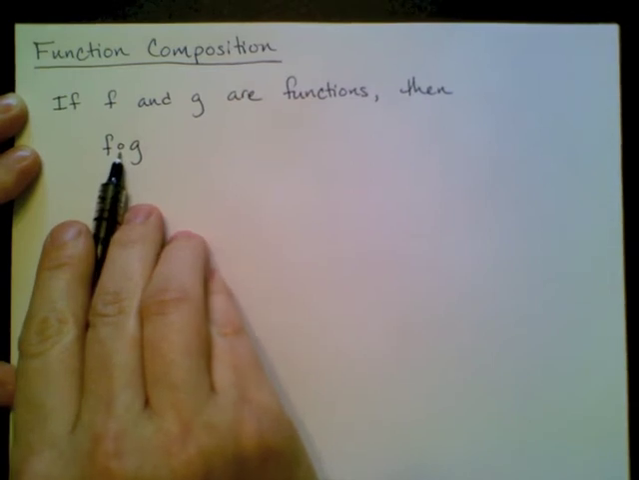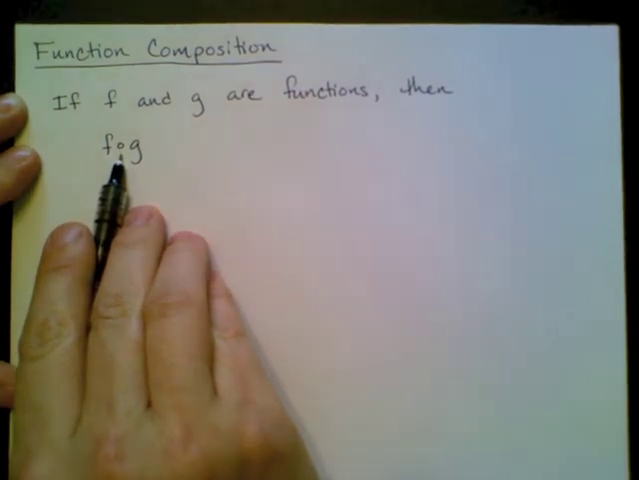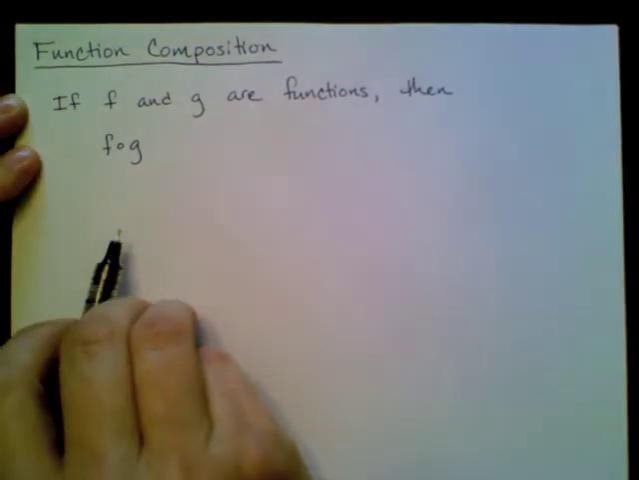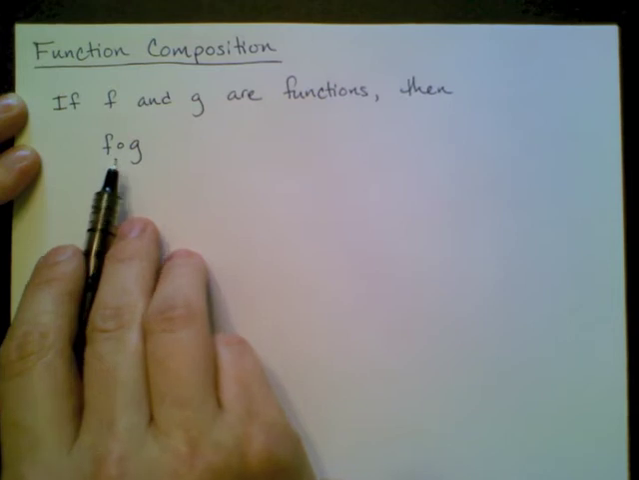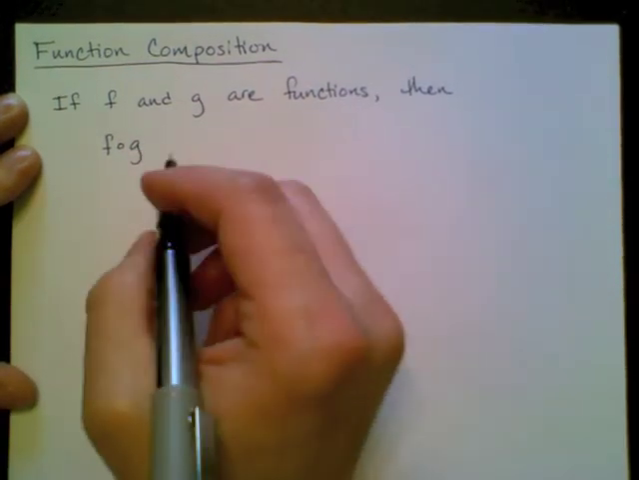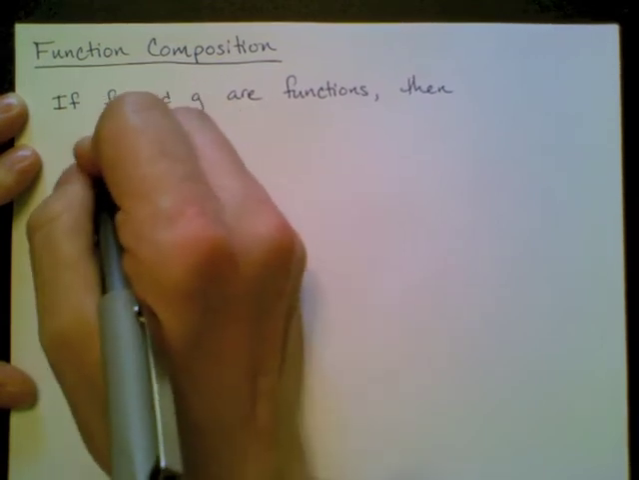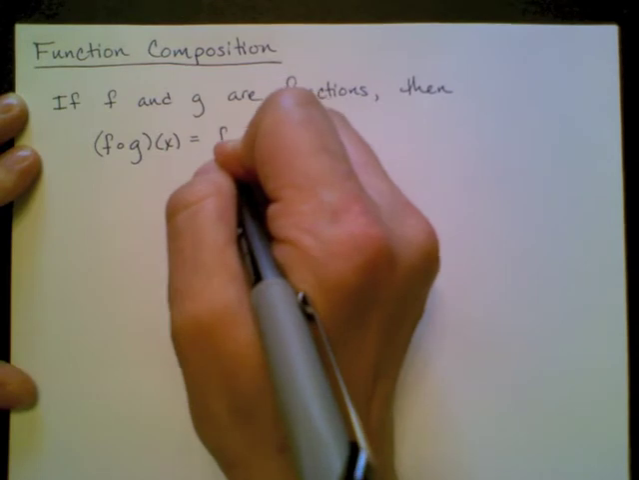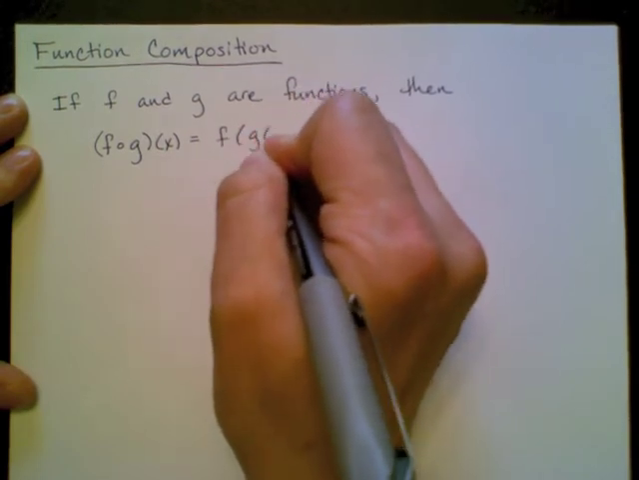Notice my symbol for composing functions is a small little circle. It has an open in the middle, a little donut shape to it. It's not a dot, and it does not mean times. It means function composition. So f composed with g of x is equal to f of g of x.